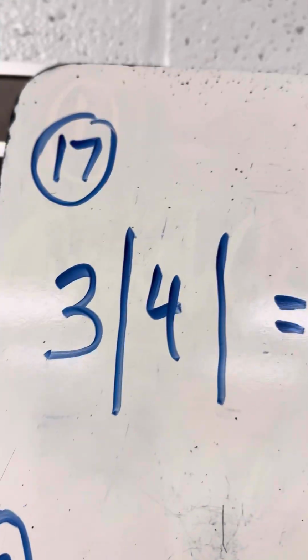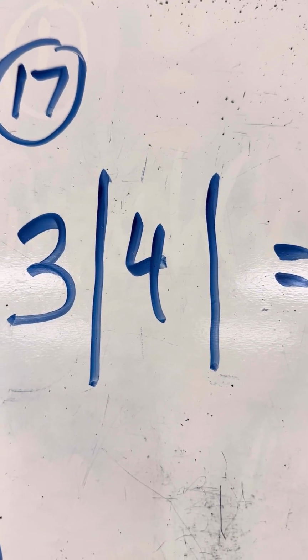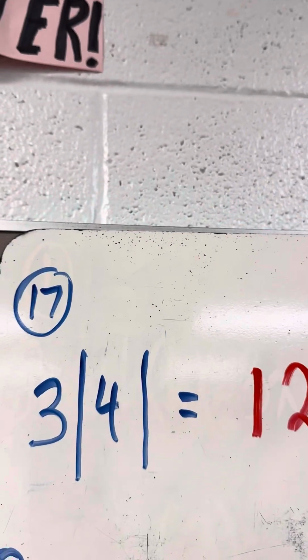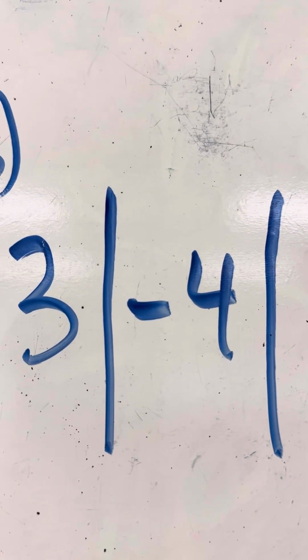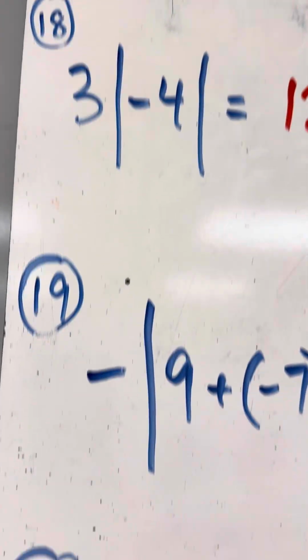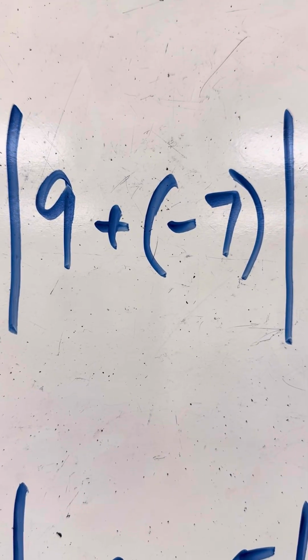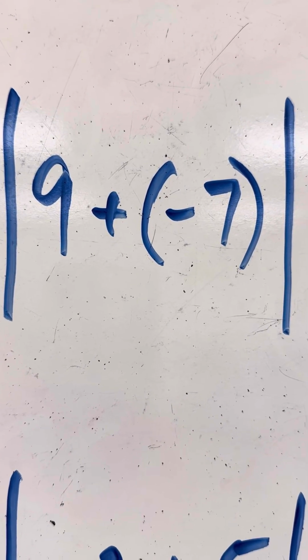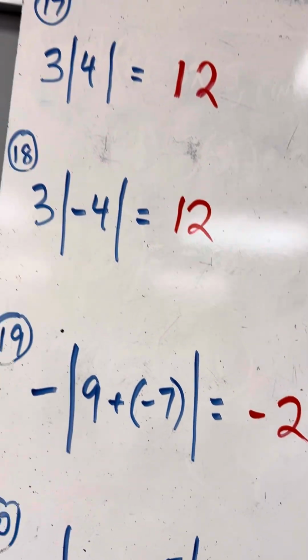Multiplying. Okay, 3 times absolute value of 4. Absolute value of 4 is 4. 3 times 4 is 12. Absolute value of -4 is 4. 3 times 4 is 12. 9 and -7 is 2. The absolute value is 2. The negative of that is -2.